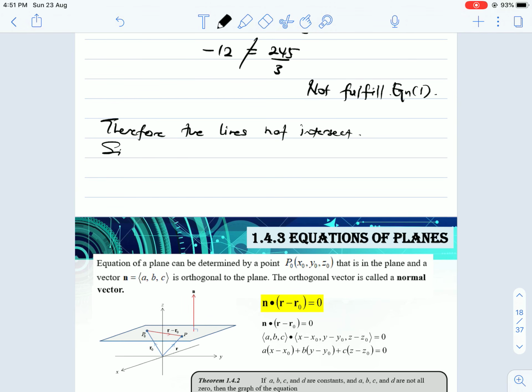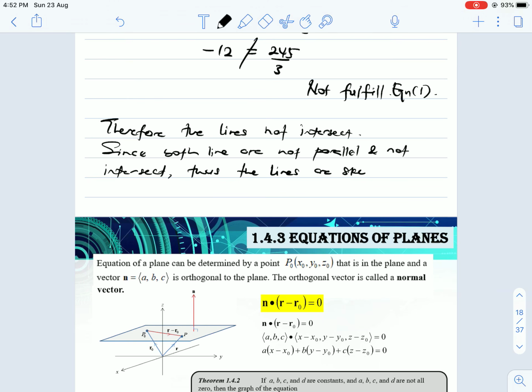Since both lines are not parallel and do not intersect, the lines are skew. That's it.